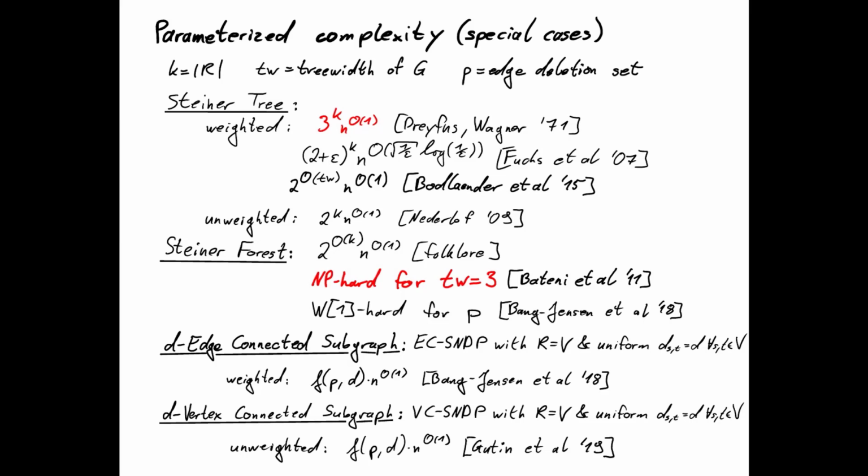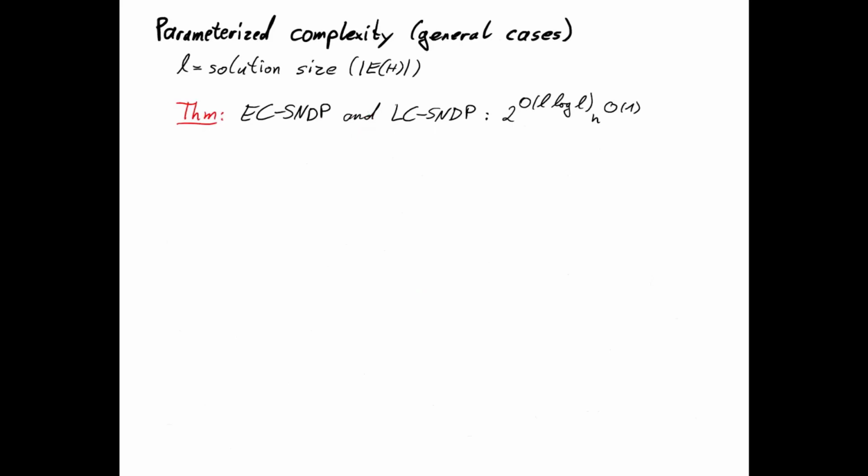Okay, so now, what do we actually show? So we look at these problems, sort of the general case, okay? And our parameter of choice is the solution size. So let's say the number of edges in the solution. And so what we show is that both edge connectivity and element connectivity SNDP are FPT for this parameter.